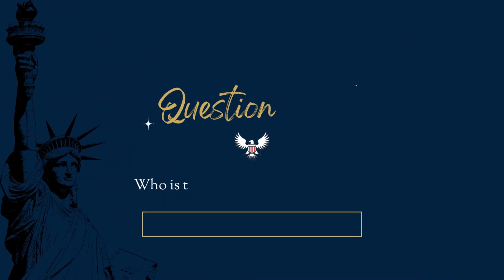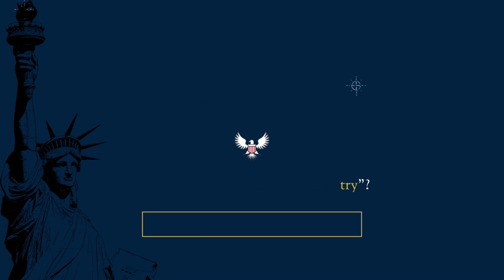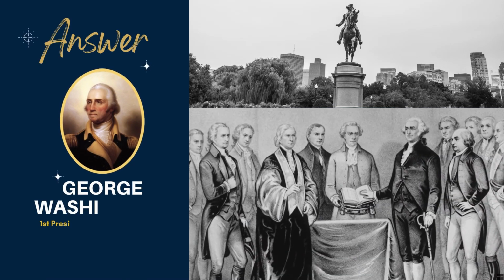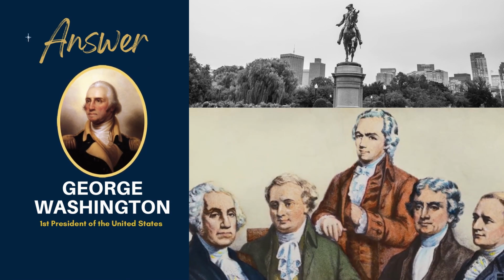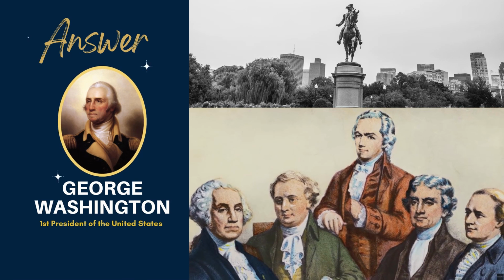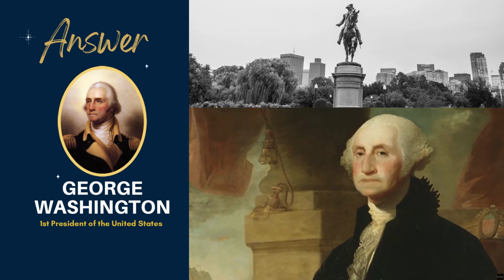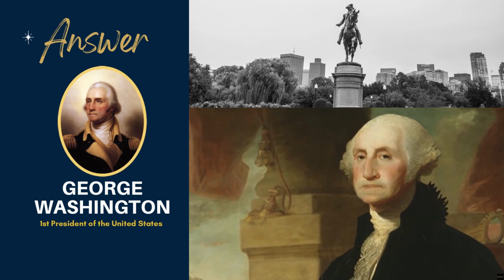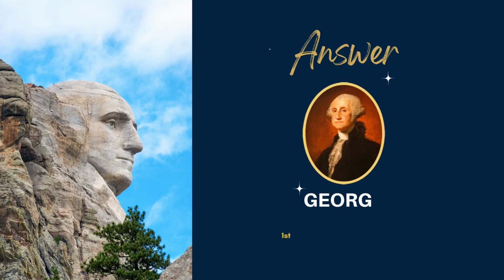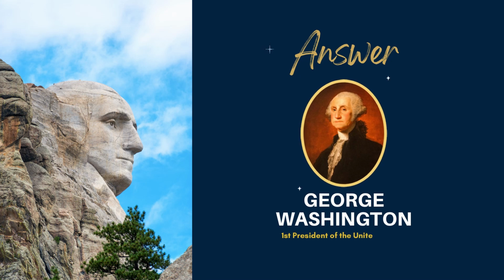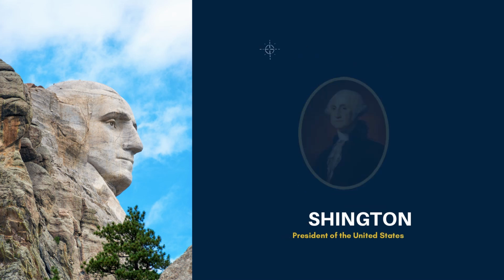Question 69. Who is the father of our country? Answer. George Washington. He was the first American president. Before that, he was a brave general who led the Continental Army to victory over Great Britain during the American Revolutionary War. Question 70. Who was the first president? Answer. George Washington. Washington played an important role in forming the new nation and encouraged Americans to unite.